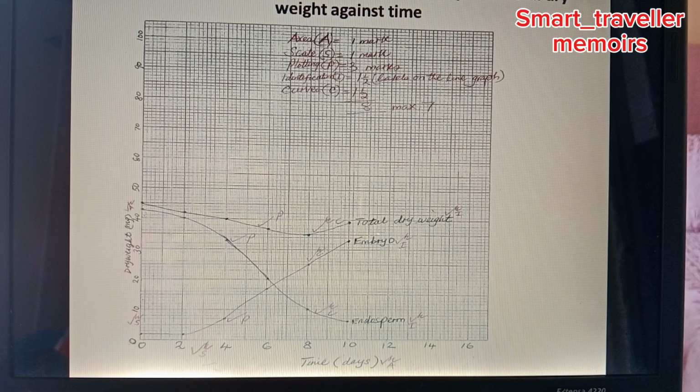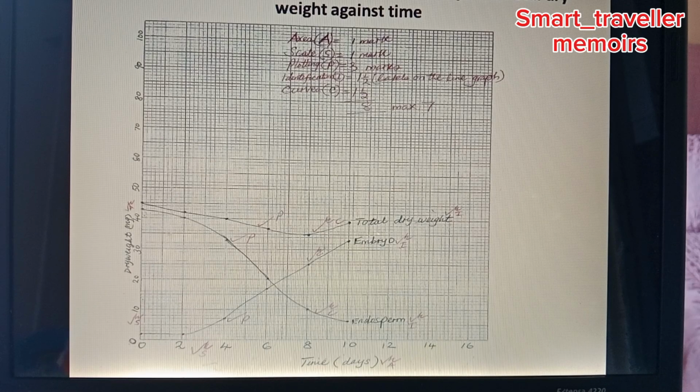Axis gets 1 mark, scales 1 mark, plotting 3 marks because there are 3 graphs, identification 1.5 marks, labels on the line graph, curves or smooth curves 1.5 marks. The total is 8 marks, maximum 7.